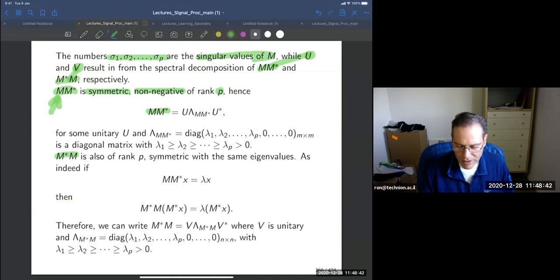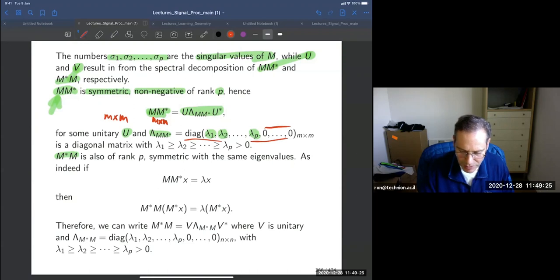So assume that I can decompose M M transpose as follows, for some U, and assume that these are the eigenvalues of this M M transpose: lambda one, lambda two, until lambda P. And obviously, since M is M by N, the total matrix would be capital M by capital M. So obviously the diagonal would be of size capital M by capital M, so there would be zeros along the diagonal. And also assume that we order them from large to small. This is something that we can always do.